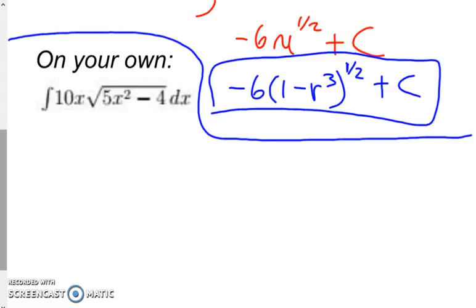What should my u be? It's going to be the inside part. So start by deciding that your u is going to be 5x squared minus 4. You guys go from there, bring that into class on Tuesday, and we will discuss it.